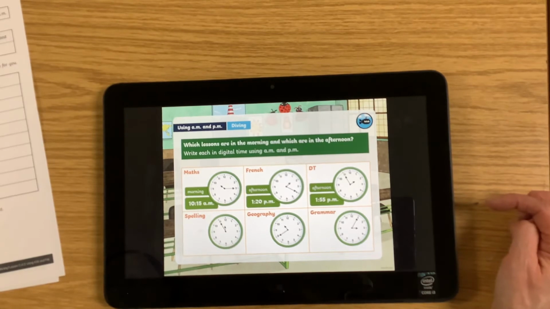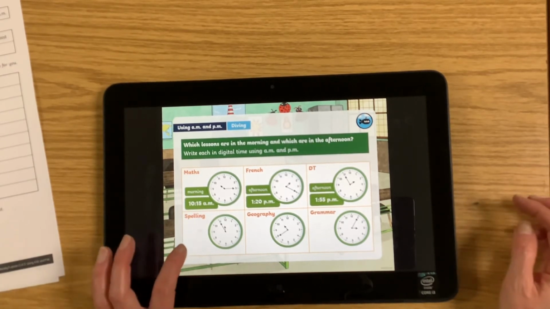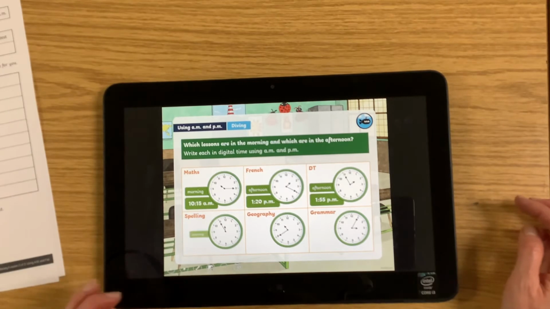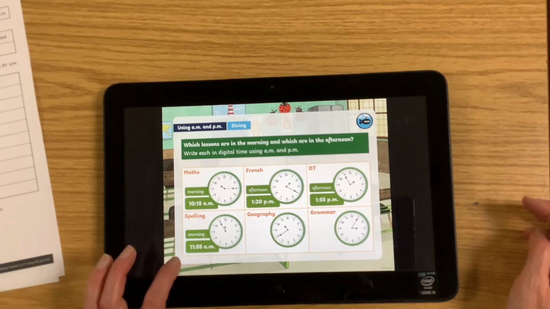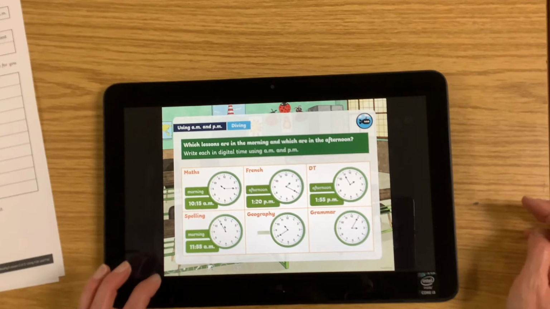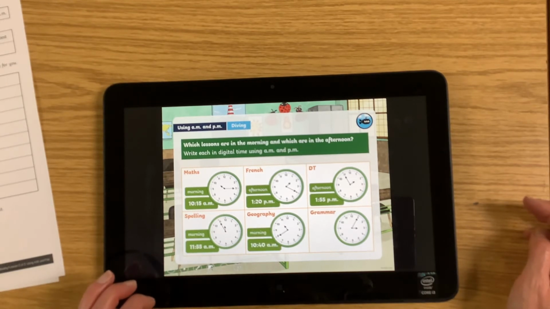The spelling lesson begins at 5 minutes to 12. So that's going to be 11:55. Is that 11:55 AM or 11:55 PM? Yep, it's going to be 11:55 AM because it's still before midday. The geography lesson, well, that time is 10:40, 20 to 11. Is that going to be in the morning or is it going to be after lunch? It's going to be in the morning, isn't it? So that's going to be 10:40 AM.